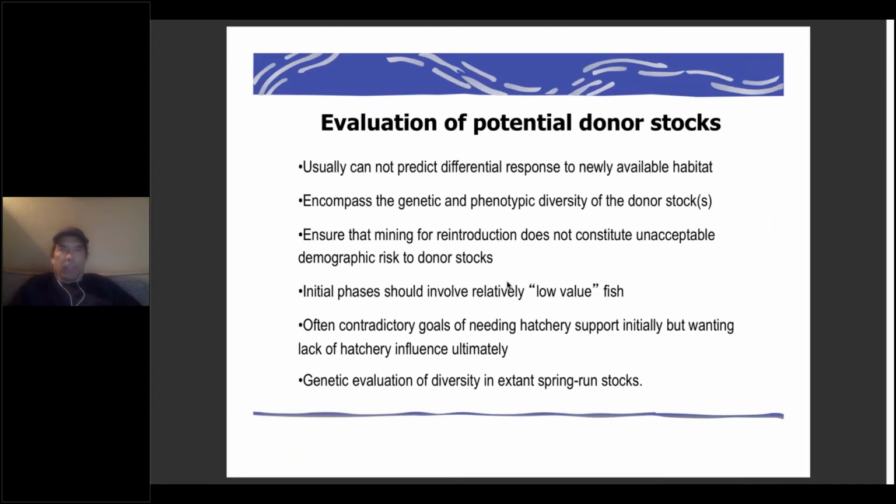And part of the reason for that is you really can't predict whether different groups of fish will, or how they'll respond to newly available habitat. And often you just need to let fish guide the way by, if possible, experimentally introducing multiple stocks and then carefully monitoring to see which ones do best.